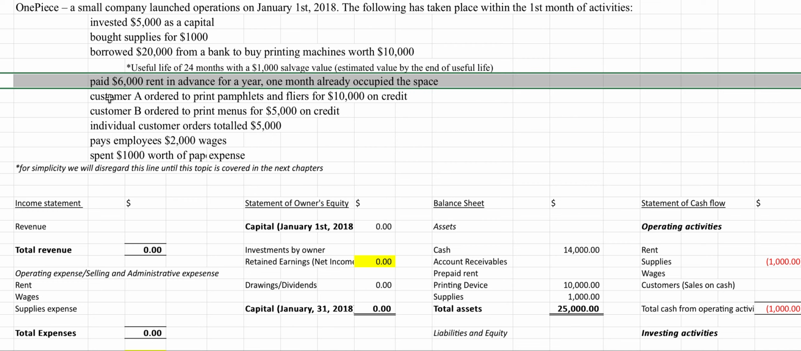Moving on to the next transaction, we have paid 6,000 rent in advance for a year, and 1 month has already been occupied. So in this case, again, we have two transactions. One is that we have paid cash for rent in advance for a year, and the second is that we have used the space for 1 month. There are two transactions that took place.